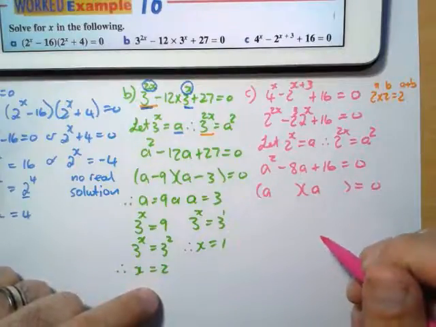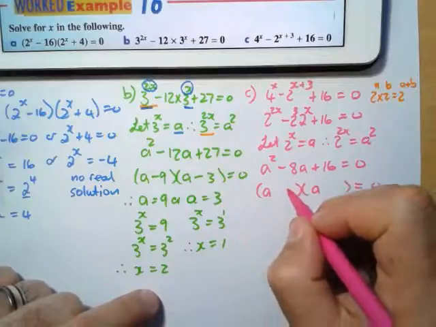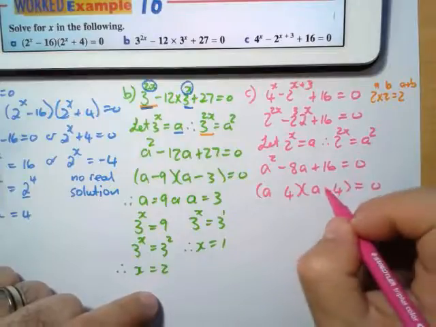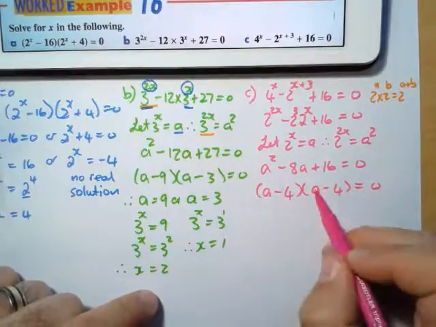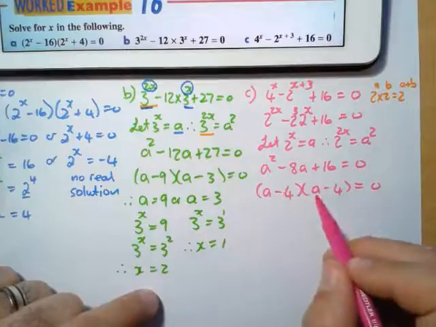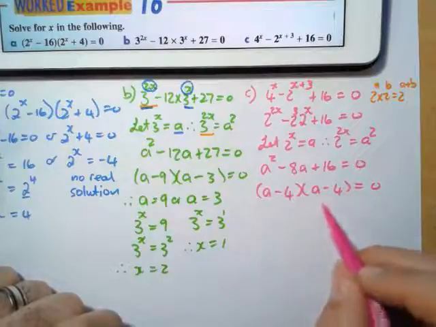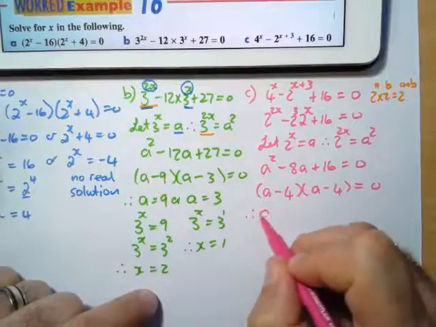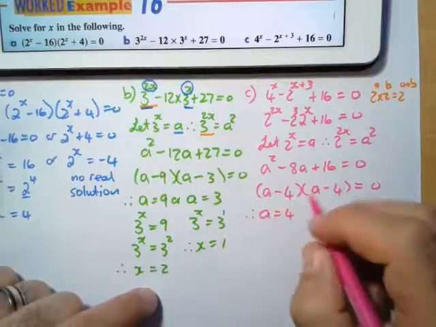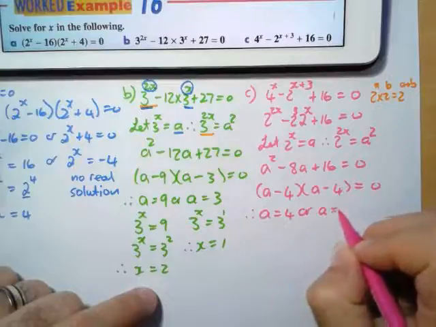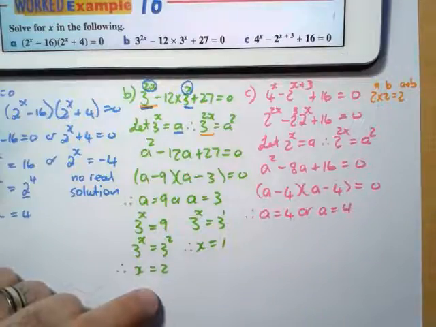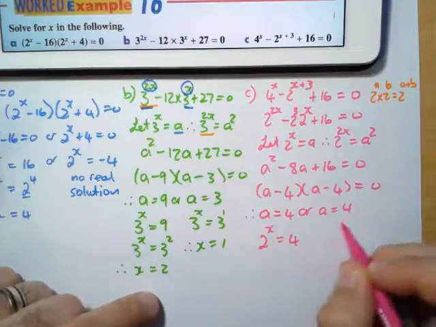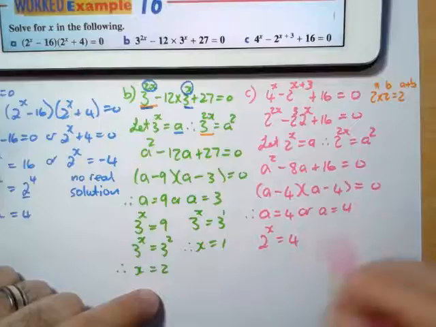For 16, I think it's going to give us a 4 and a 4, and this is going to be a negative and a negative. Let's check. A squared minus 4a is minus 8a. Negative 4 times negative 4 is plus 16. Therefore, a equals 4 according to the null factor law, or a equals 4. What is a? A is 2 to the power x equals 4. You don't have to write it again, you already said that.